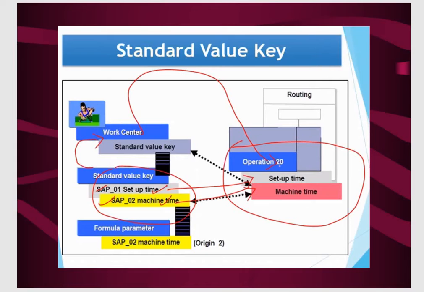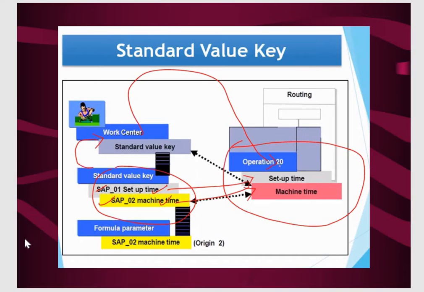So basically, once you enter the standard value key in the work center, you maintain data in the setup time: how much time it's going to take, how much labor time, how much setup time. That is under the work center. And this work center is used under the routing, under the operations.